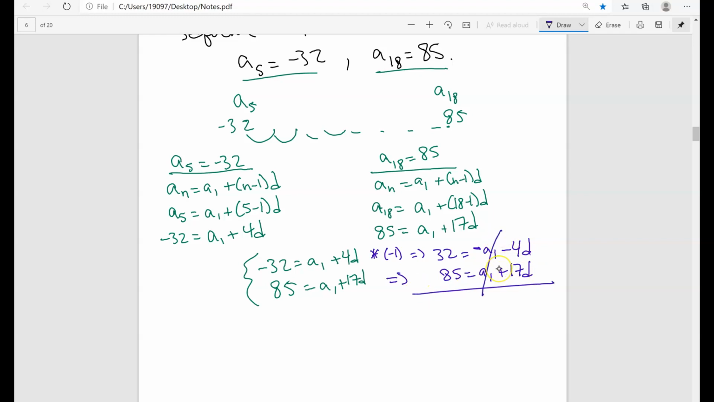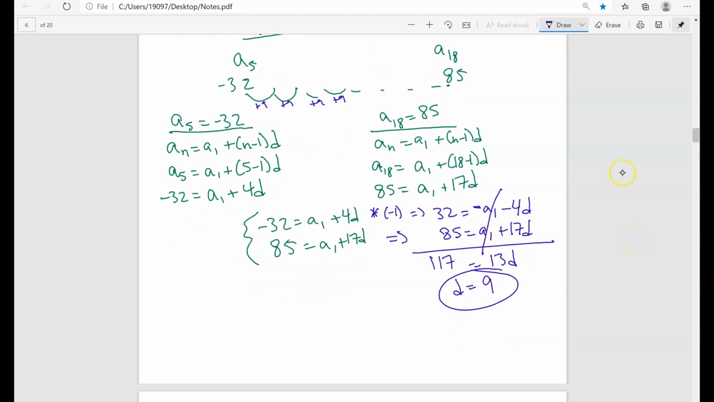You can see that the A1s cancel out. And I have 17 minus 4, which gives me 13D. And then here you just have 85 plus 32. And that's going to give me 117. So when I divide it by 13, you're going to get 9. So the common difference in this case is going to be 9. So basically what I'm doing is from this number, I'm just adding 9 continuously. That's what I'm doing.